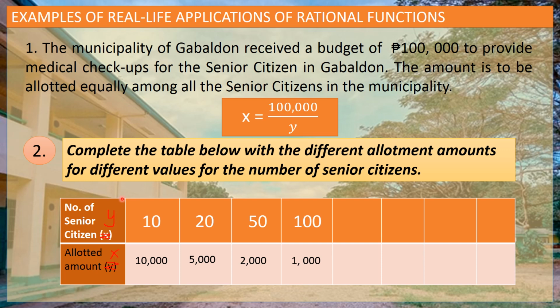what if we have 200 senior citizen? How much allotted amount for them? So, we have 100,000 divided by 200, that will give 500 pesos. And what if we have 500 senior citizen? The allotted amount is 200 pesos. And then, what if we have 1,000 senior citizen in Gabaldon? How much will be the allotted amount? That is 100 pesos. And lastly, if we have 2,000 senior citizen in Gabaldon, the allotted amount will be 50 pesos. So, i-divide lang natin siya dito.